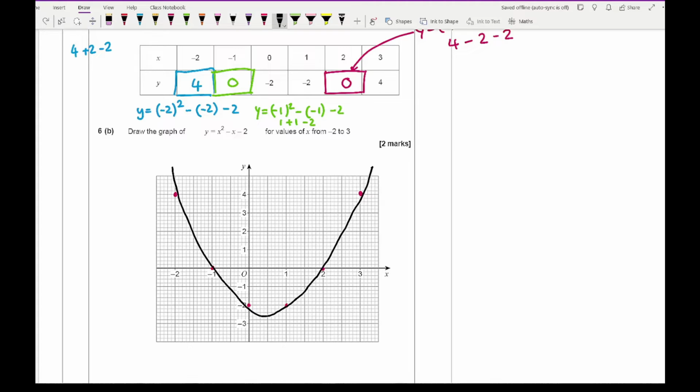Now again, this can be quite tricky, so if you're struggling to connect the points, then all you need to do is just join them up with straight lines, like so, and then with your pencil just smooth off those rough edges, and you should be able to get a much smoother parabola.